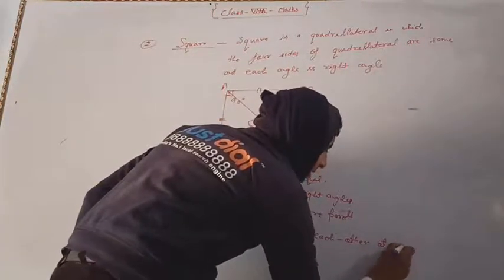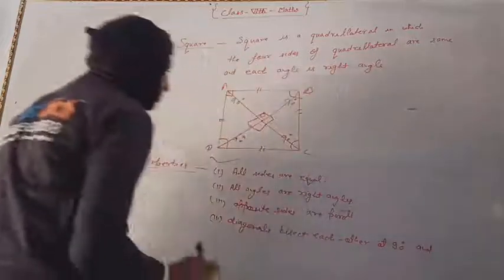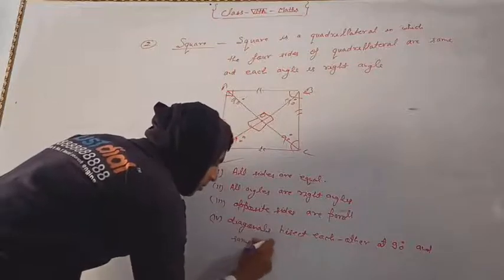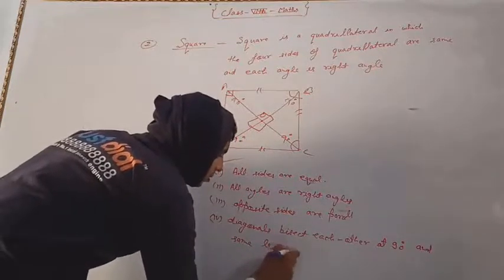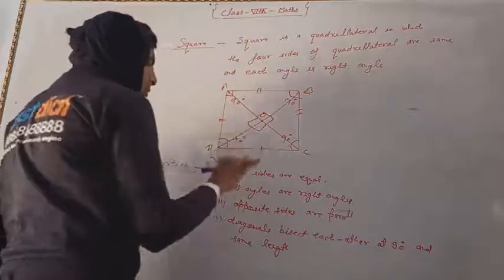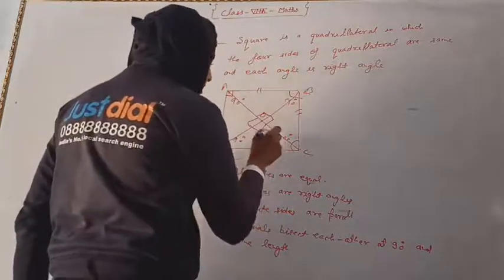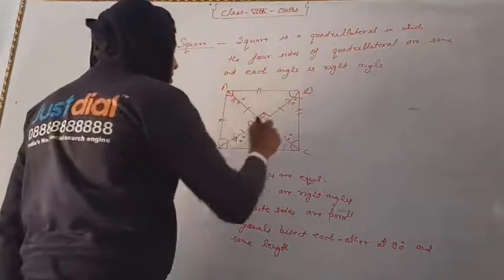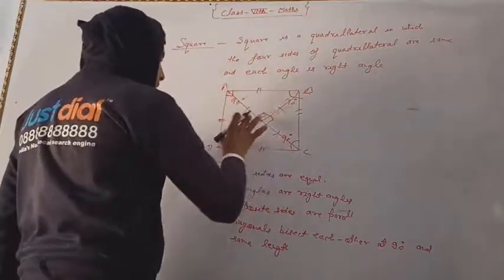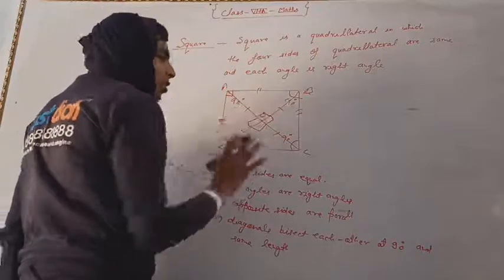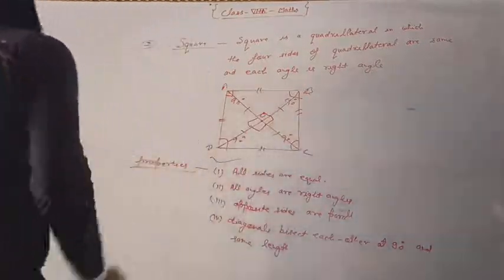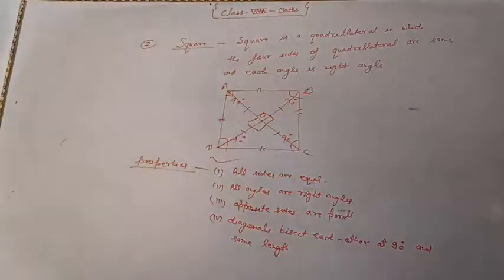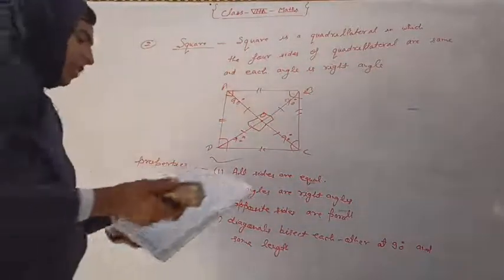at 90 degree and same length. Okay. As you say that this is equal to this and this is equal to this. Okay. That means the four segment of diagonal also equal to each other. Okay. So this is the property of a square. This is the quadrilateral. Now again we have to study about rectangle.